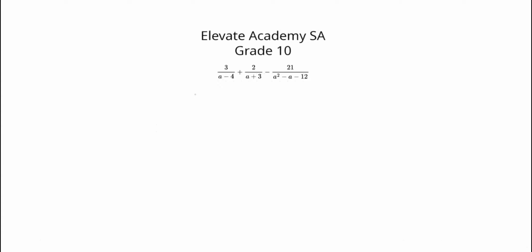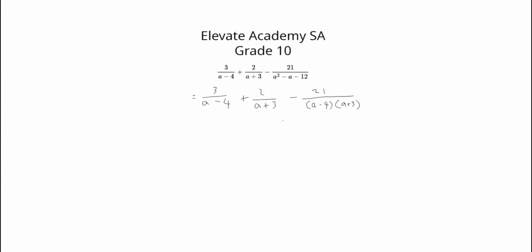So this is equal to, you can say we leave this as it is, a minus 4 plus 2 over a plus 3 minus 21. And the important thing here is to factorize this trinomial. And when we do so, we see that we will have a minus 4, a plus 3.